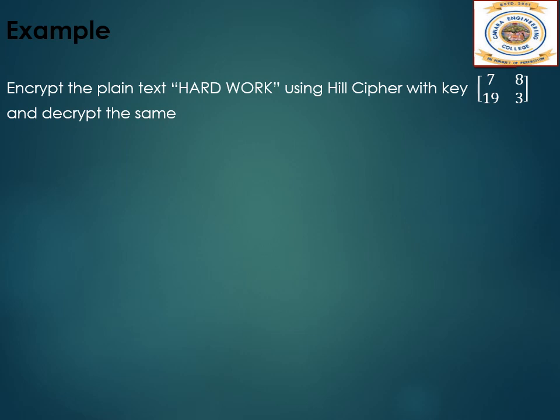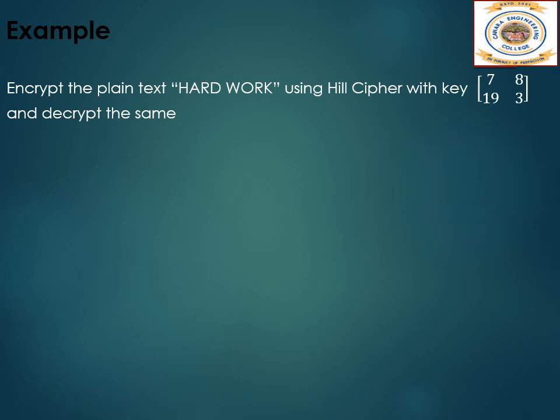So the question here is, you have to encrypt the plain text hard work using Hill cipher with the key. The key given here is a 2 cross 2 matrix and we have to decrypt the same. So once we are done working out this encryption and decryption problem, we will be able to understand how to encrypt or decrypt any given plain text using any key. It can be a 3 cross 3 key also or any other key. So let us start with the question here.